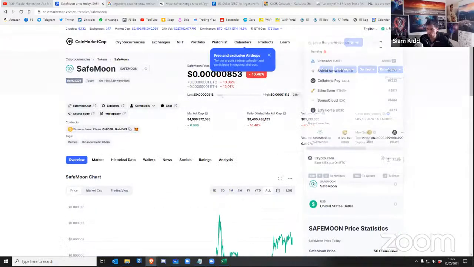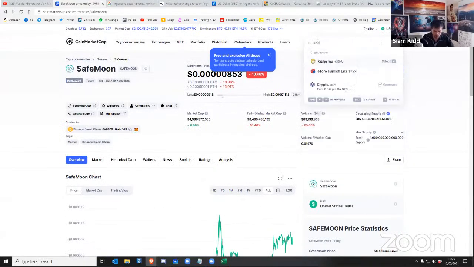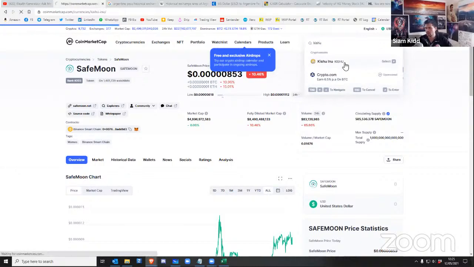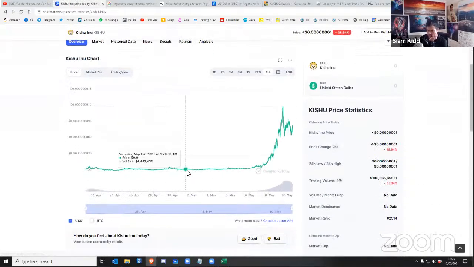And then Kishu Inu, whatever it's called, Kishu Inu. On the 30th of April, I got in down here, and that's just Moon. That's 10x'd easily. So yeah, that's just nuts.